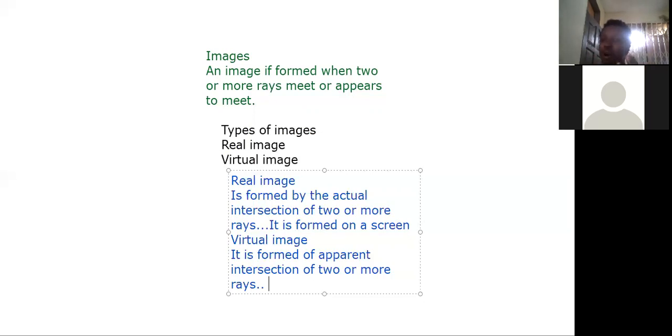And when you look into the water, the images you see, you can't get them. You can just see them, but you can't get them. They are formed by apparent intersection of two or more rays. But with the real images, they are formed by the actual intersection of two or more rays, and you can see them, feel them, touch them. Like when you take a picture, you can have the picture on your phone. And so this one cannot be formed on the screen.